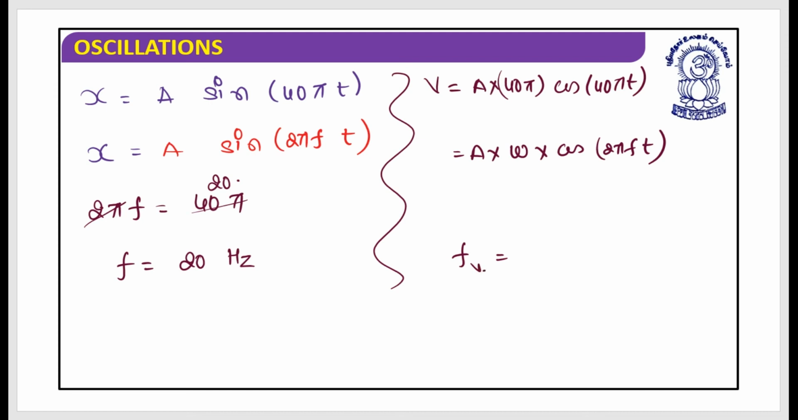Basically it's a frequency of velocity which is equal to 20 hertz. Yes, and the same is true for the frequency of acceleration as well. So what we understand is frequency of displacement is equal to frequency of velocity is equal to frequency of acceleration, which is equal to 20 hertz. Have you got this? Do you understand this? Are you sure?